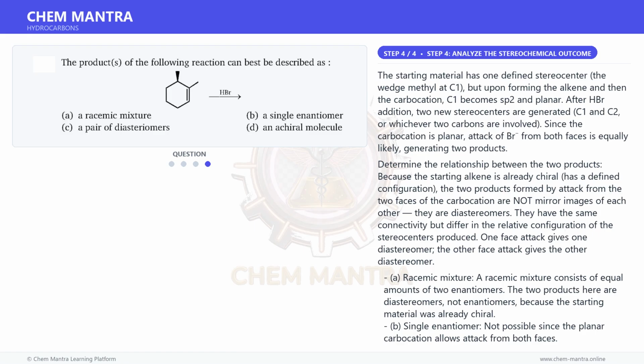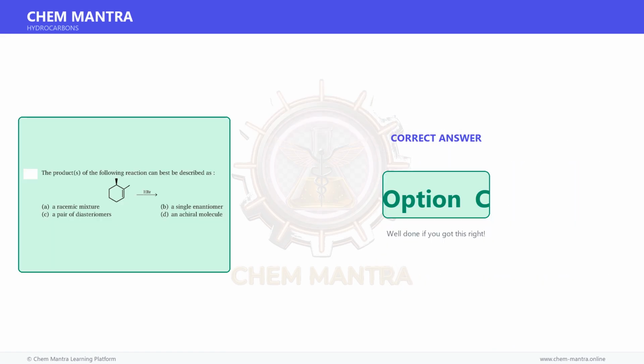B. Single enantiomer, not possible since the planar carbocation allows attack from both faces. D. A chiral molecule. The products contain multiple stereocenters and are not achiral unless meso, which is not the case here. Therefore, the correct answer is option C.